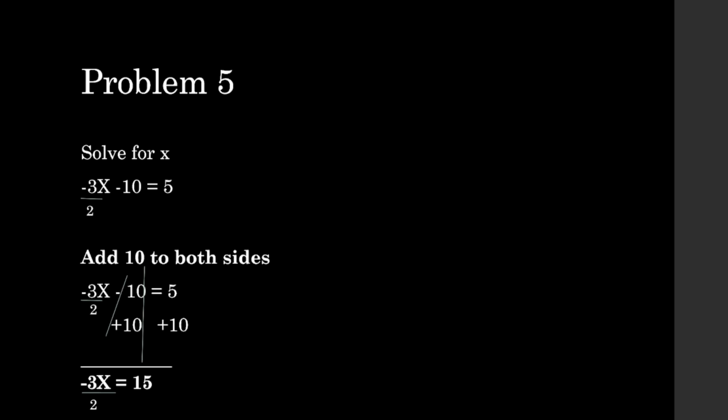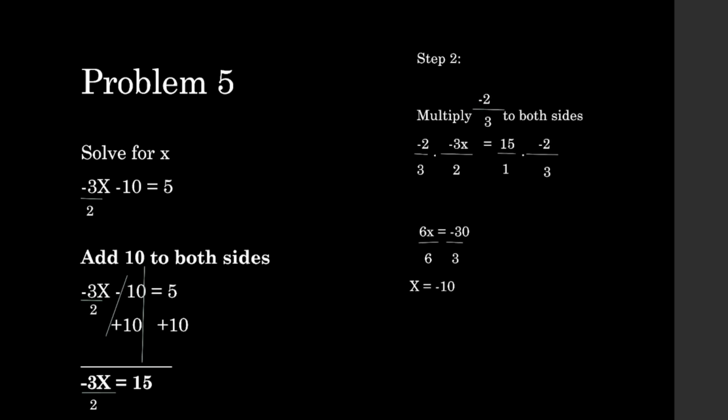So we're going to add 10 to both sides. So plus 10 on the left side and the right side. You got to do the opposite. So when you do that, the 10s cancel out, and you're left with negative 3x over 2 equals 15, because 10 plus 5 is 15. And then for step 2, you're going to take the reciprocal, keep, change, flip.